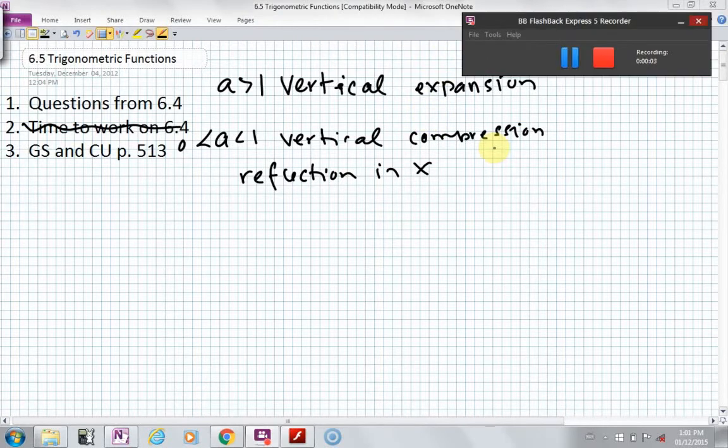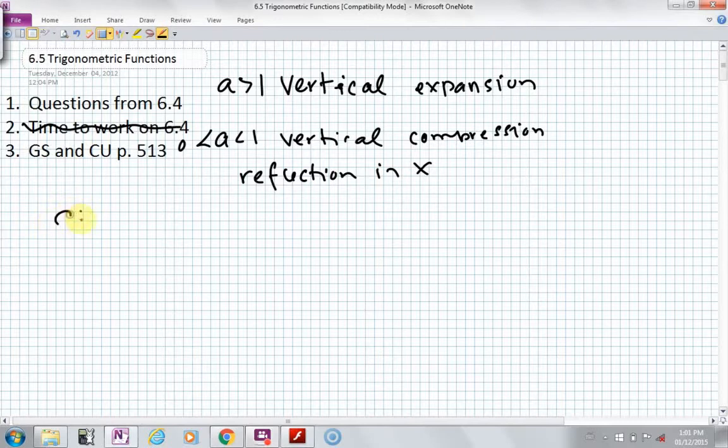Okay, so what we want to talk about are the characteristics of the graphs, and we've already talked about that a little bit, but we're just going to formalize it, okay? So we're only going to look at cosine and sine for now. So, characteristics of sinusoidal functions.